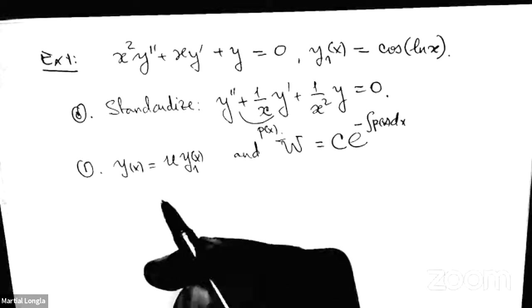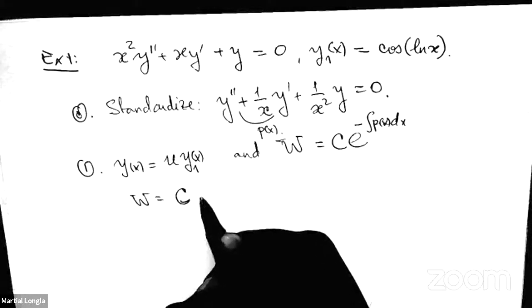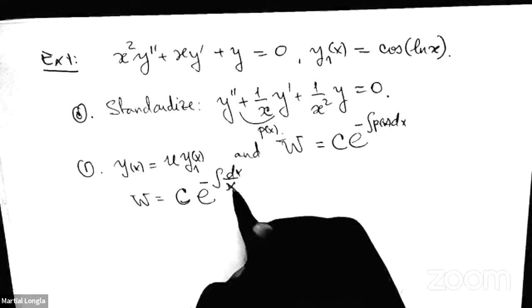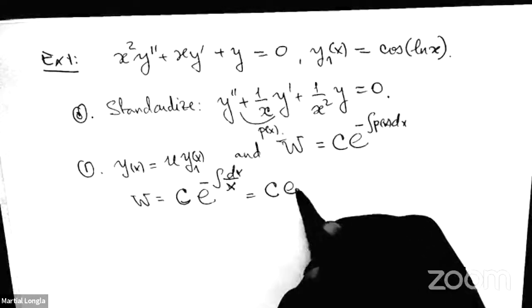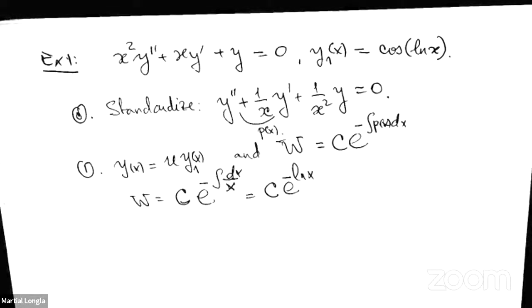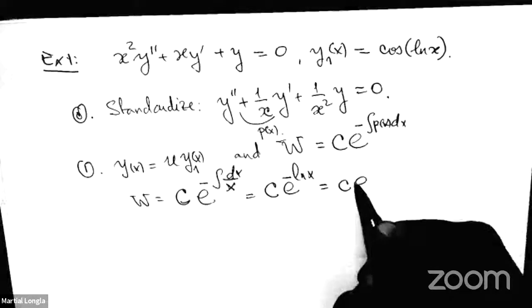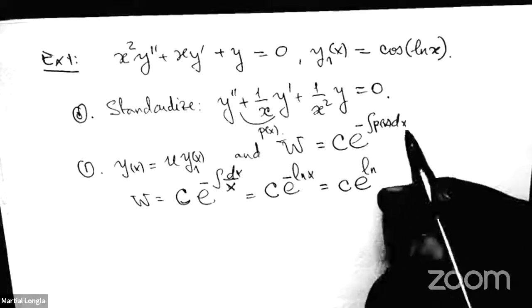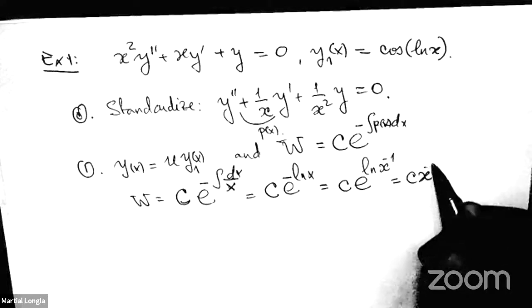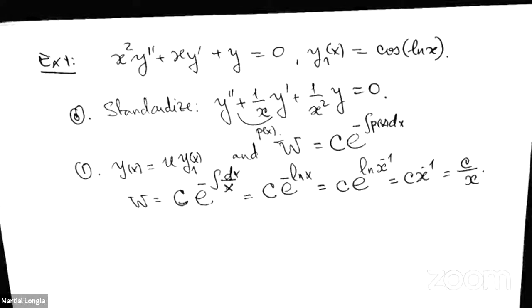And so we find that w is c e to negative integral of dx over x, because that's what p of x is, 1 over x. So that's c e to negative natural log of x, because the integral of dx over x is natural log of x. And so that's c e to the natural log of x to the power minus 1. So that is c x to the power minus 1, which is c over x. So that's w.